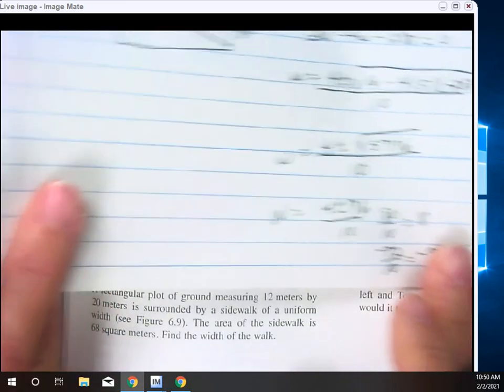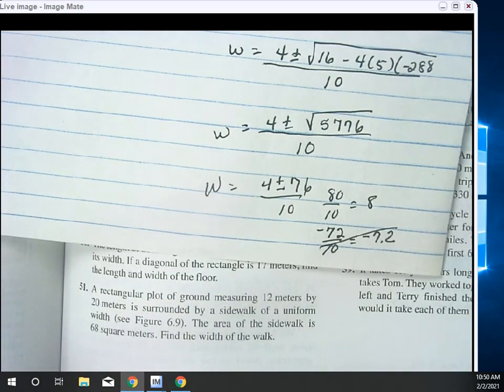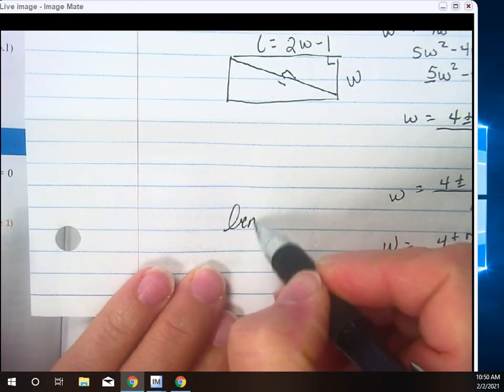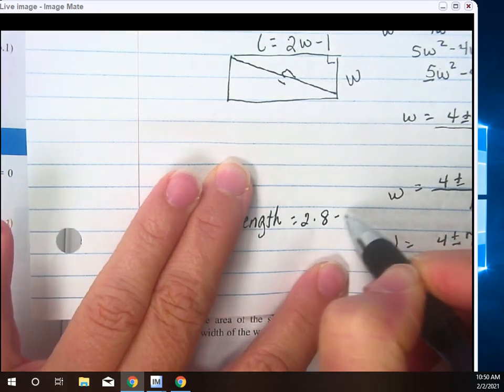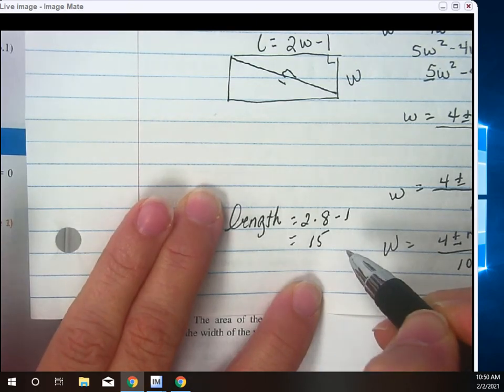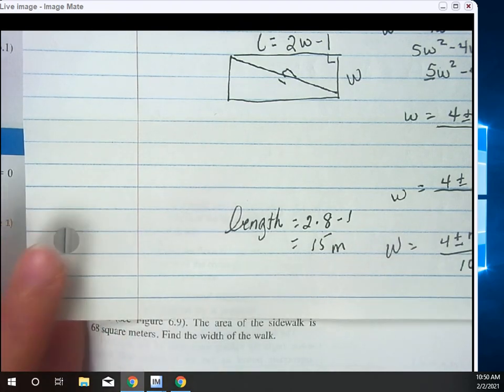Which one of those answers would be best for a width of a rectangle? 8. You can't have a negative width. So if our instructions say find the length and the width is 8, how do I find the length? Length is 2 times the width minus 1. 16 minus 1 is 15, and our units are meters. So 8 meters and 15 meters.